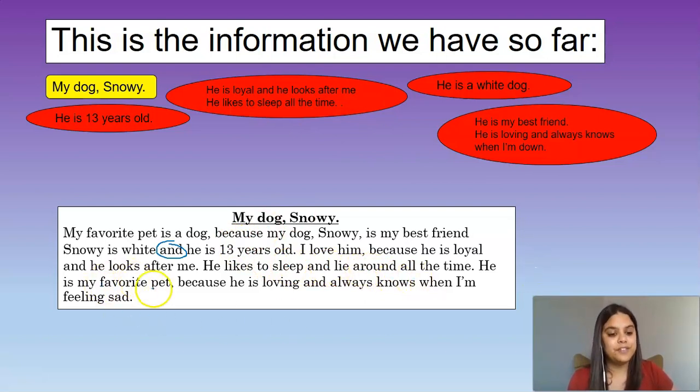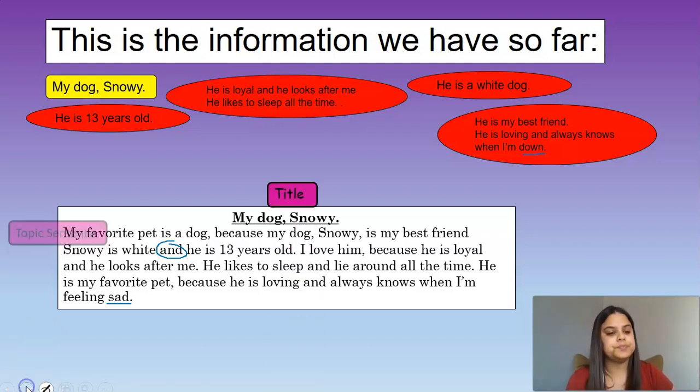He is my favorite pet because he is loving and always knows when I'm feeling sad. So instead of using the word down over here, I changed it in my paragraph to the word sad. That doesn't mean it's wrong. Remember, the brainstorming is my planning. So when I write my final draft, it doesn't have to be exactly like I wrote it in my planning. So here is my paragraph.